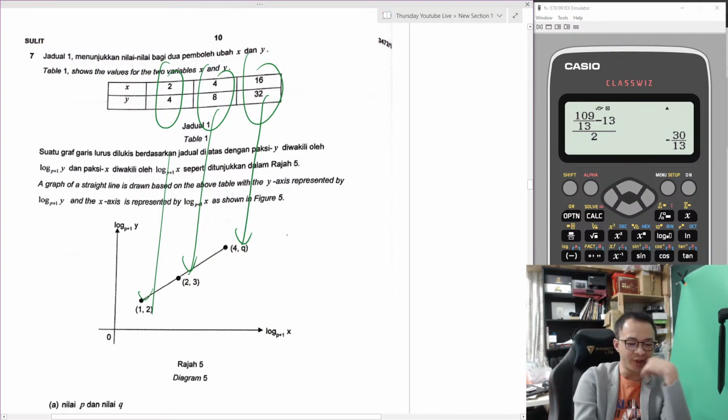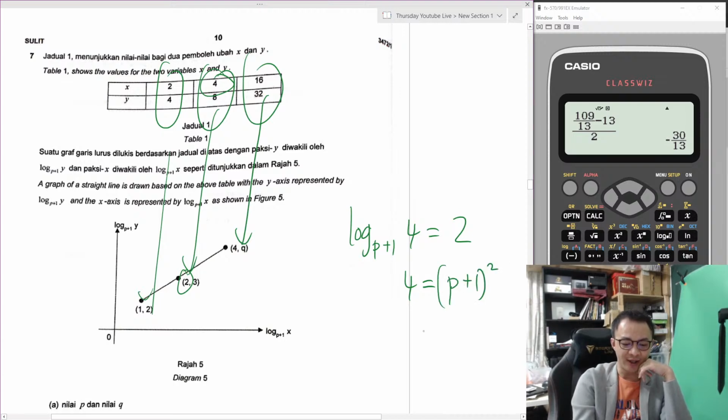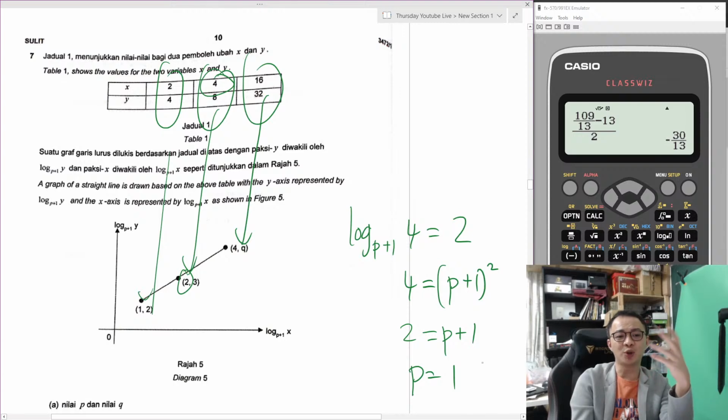So therefore, from here I can simply choose any one of these to get my p. So let's say I'm comparing the x value. I can say log p plus 1. Let's say I choose the 4 here, which will become 2. Then from here I know my 4 is basically p plus 1 squared. Because this is a log, my p must be positive. So I will just square root 4, which is positive 2, equals to p plus 1. Then my p should equal 1. Okay, you can choose any other coordinate if you want to.